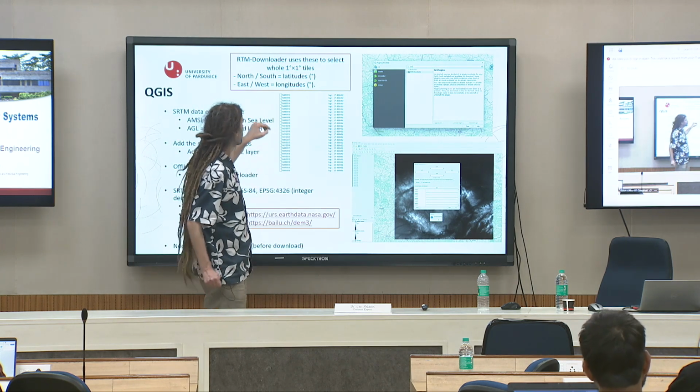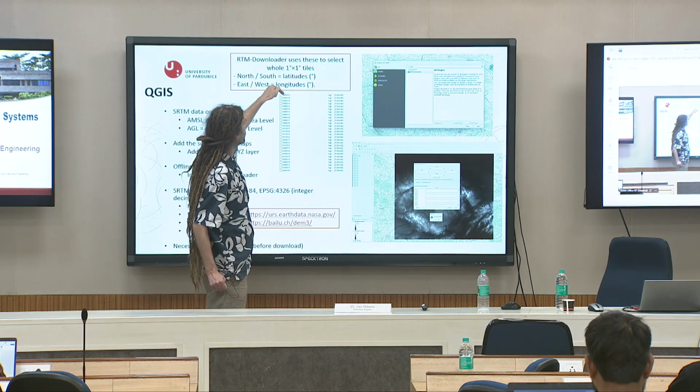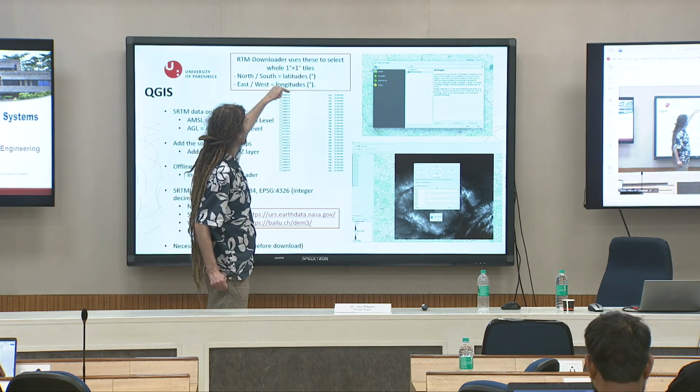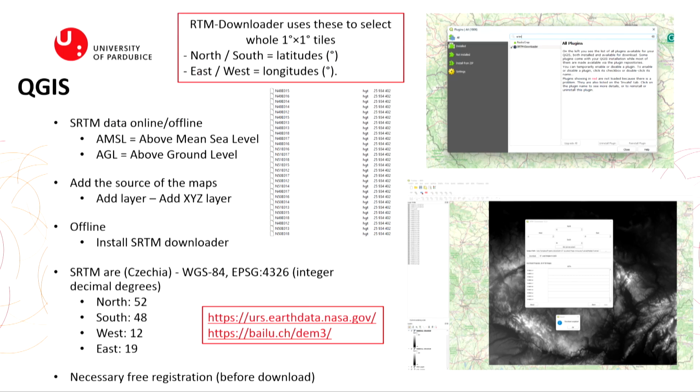I don't know if you can read it. It is N48E015, N49E016, N49, and so on and so on. So it is north-east coordinates. It is like the numbering of these tiles.